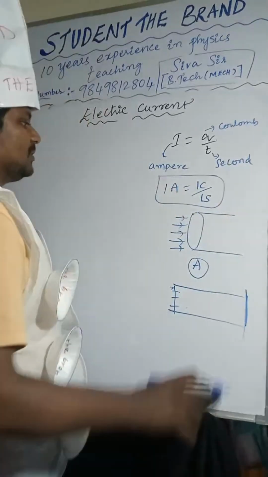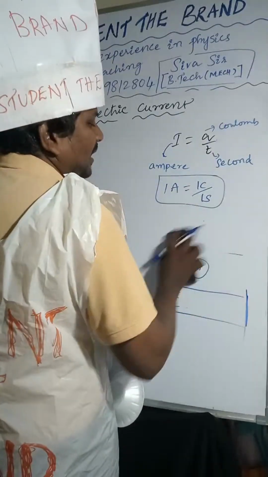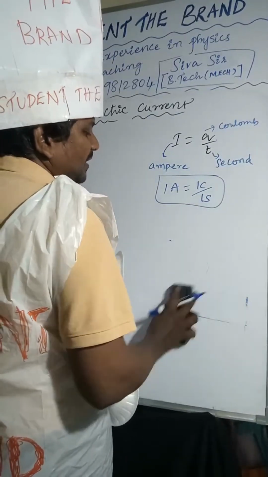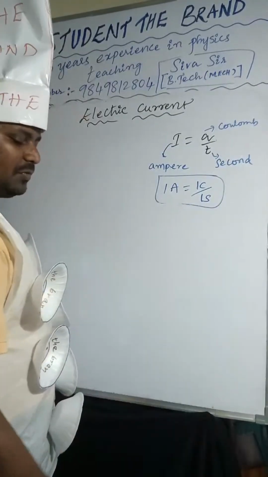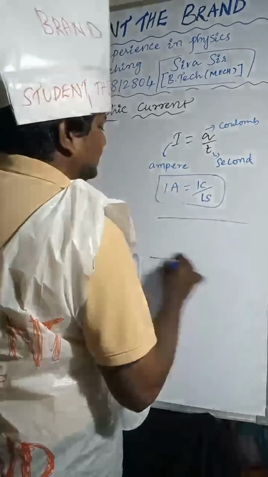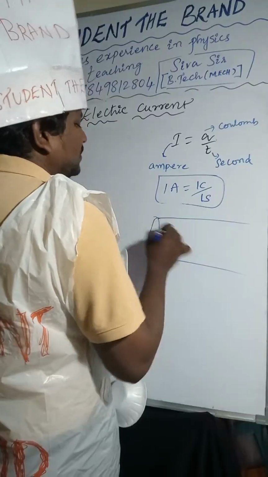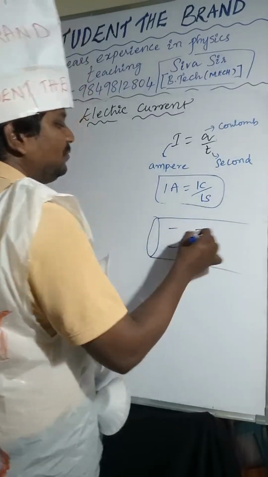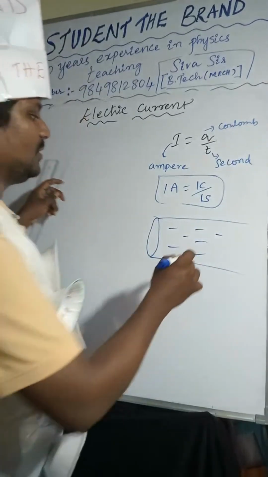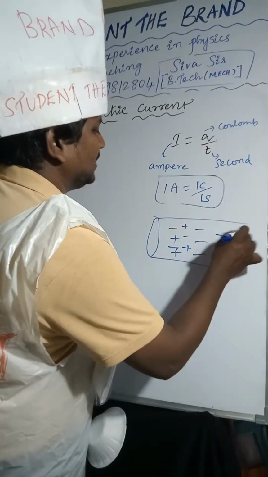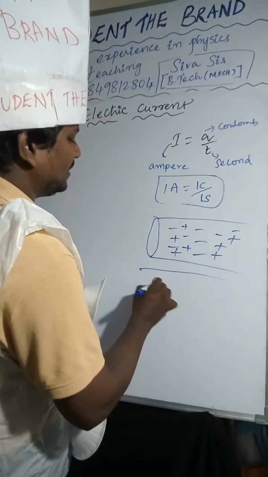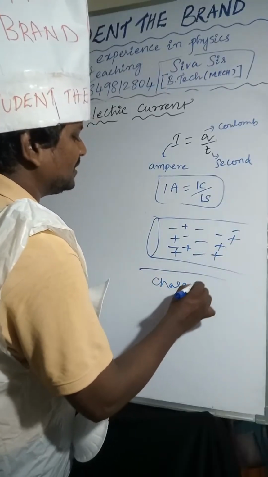So what is quantization of charge? Normally inside the conductor, electrons are moving, right? Here you can see, I'm taking this as the conductor. So electrons will move. Positive charge, negative charge, positive charge, negative charge. So what is charge? First we will discuss charge, then we will go for the quantization of charge.